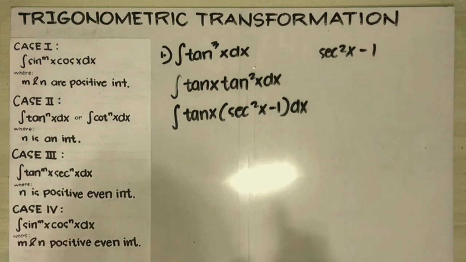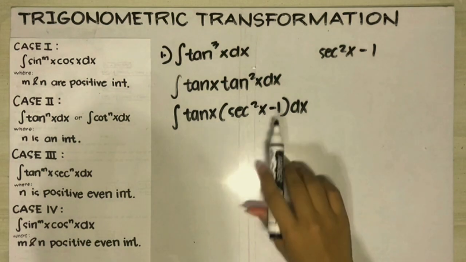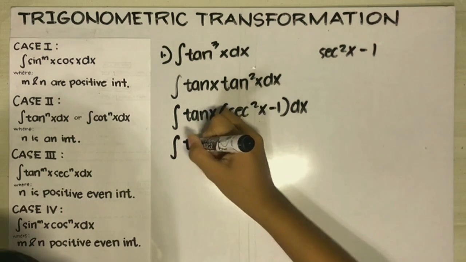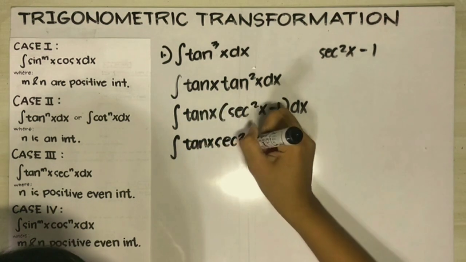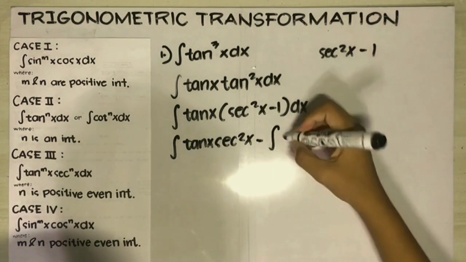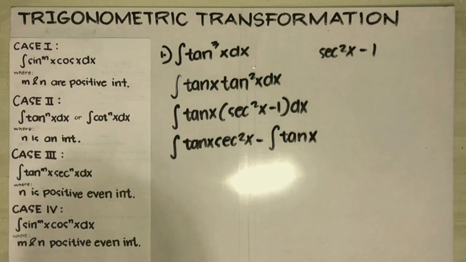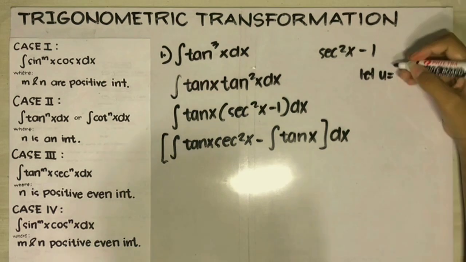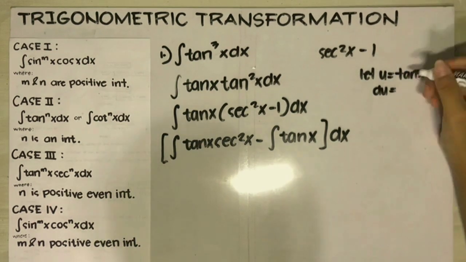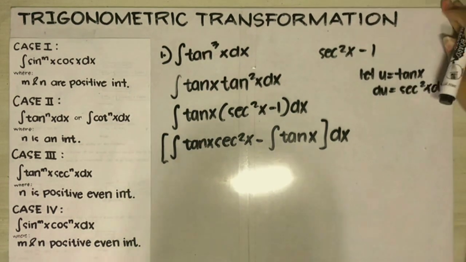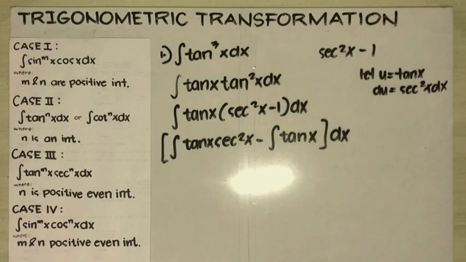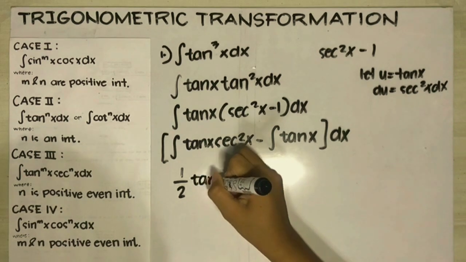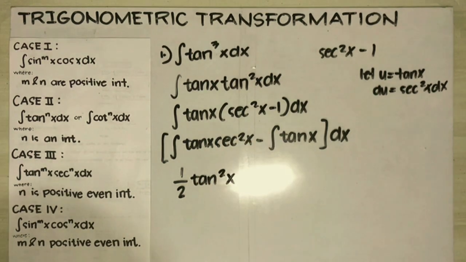So let's multiply the tan x to the inside parentheses. So the integral of tan x secant square x minus the integral of tangent x dx. So now we can use the u substitution. The derivative of tan x is the secant square x. So this will become 1/2 tan square x.